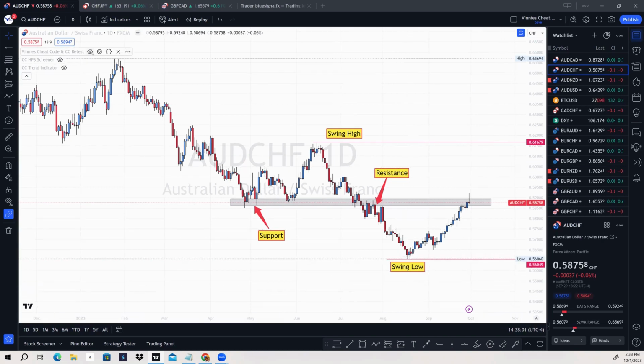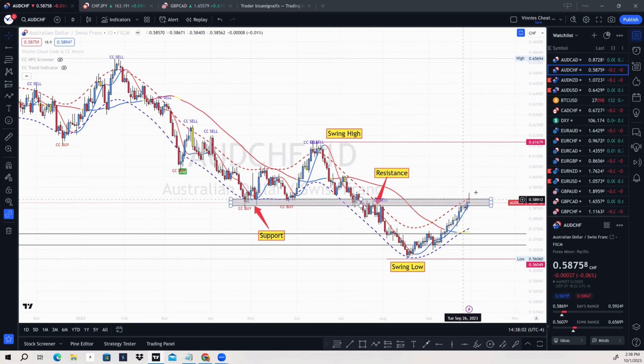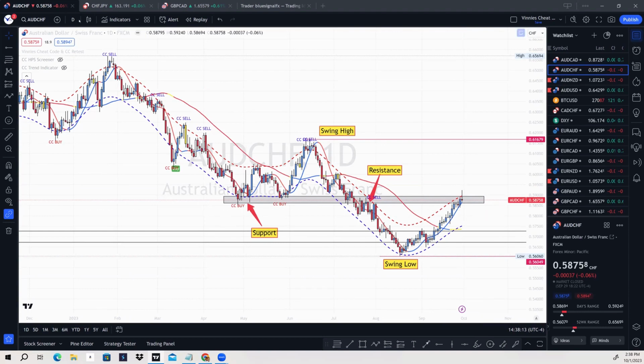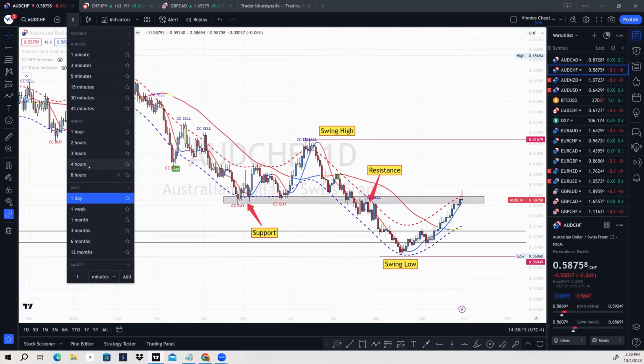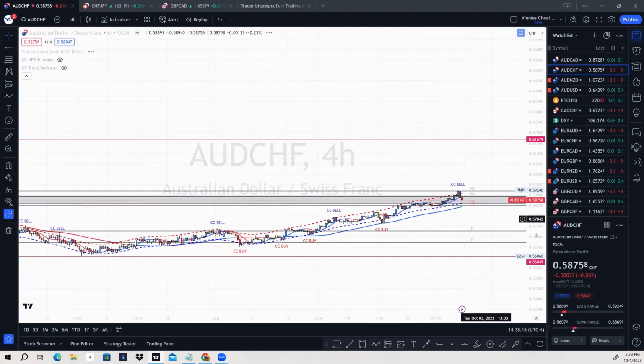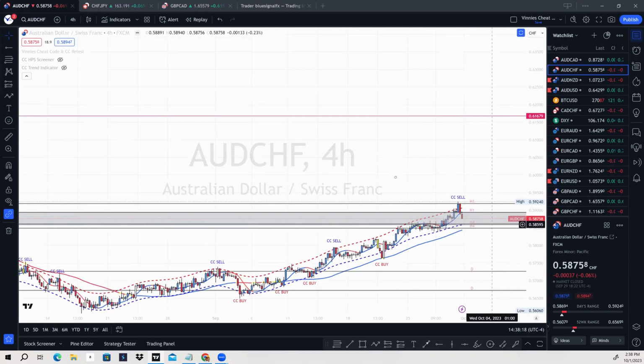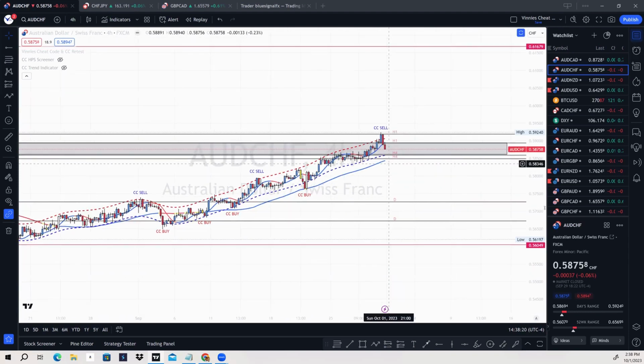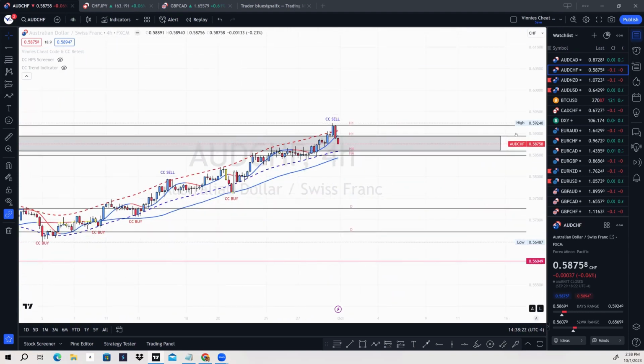So if I turn on the cheat code indicator, you guys will see that price is outside of the band here. Price is inside of our resistance area. Okay, we did have a rejection candle here this past week. If I go down to the 4-hour time frame, you guys will see a cheat code sell signal. And also you see some bearish candles happening here on AUDCHF.